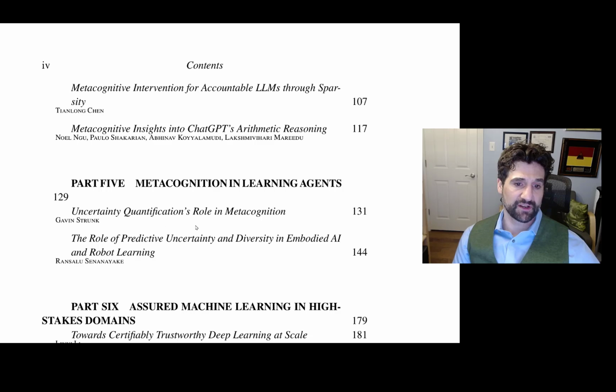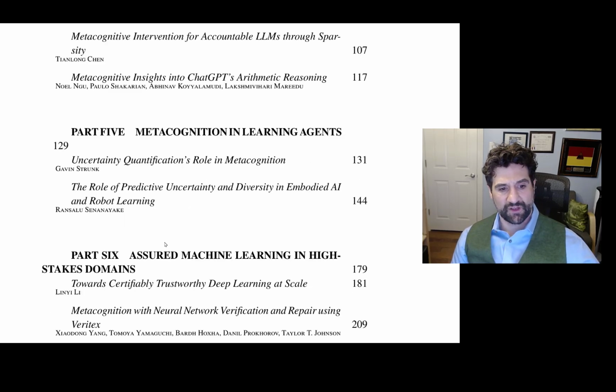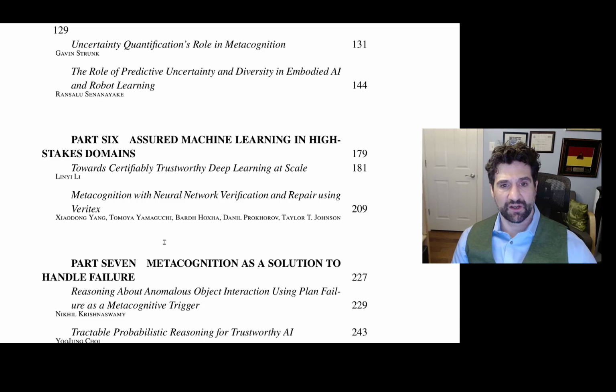Gavin Strunk out of SSCI provides a more system-based approach to metacognition, specifically focused on uncertainty quantification. And then Ransalu Senanayake looks at predictive uncertainty and diversity for embodied AI and robot learning. And then looking at assured machine learning as a component of metacognition, there is a chapter by Linyi Li out of Simon Fraser towards certifiability of trustworthy deep learning at scale.